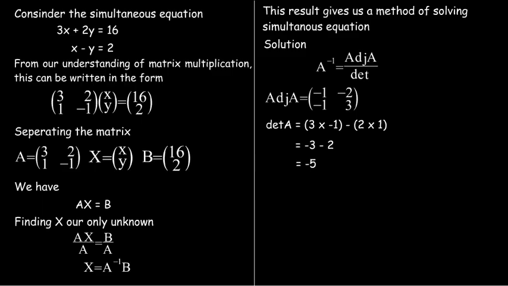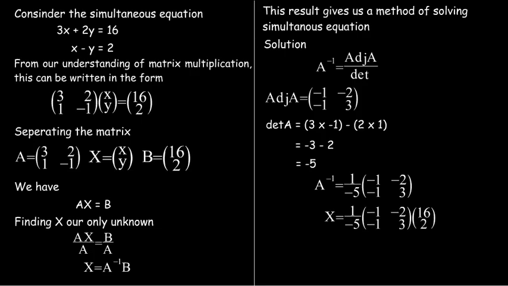So now we've gotten our adjoint and our determinant. Our inverse will be equal to 1 over our determinant, which is -5, times our adjoint [-1 -2; -1 3]. Therefore to get X, we know that X is equal to A inverse B. So X will be equal to 1 over -5 times matrix [-1 -2; -1 3] multiplying B, which is matrix [16 2].